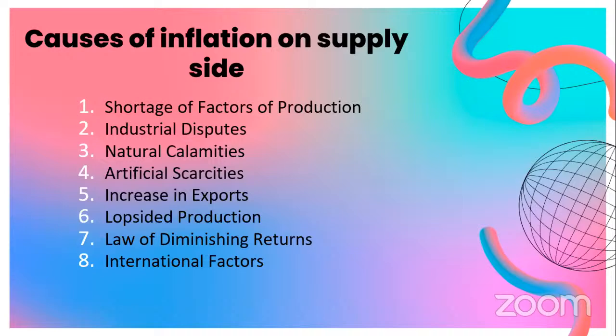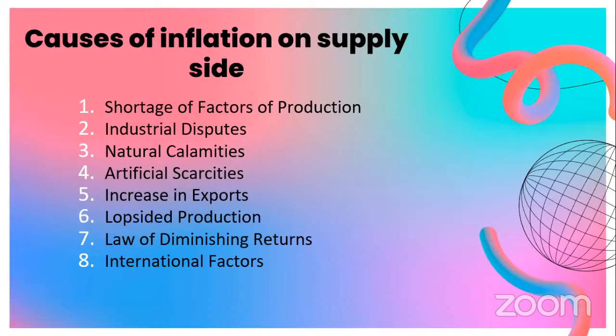The latter, in turn, creates shortage of food products and raw materials. Fourth is artificial scarcities. Artificial scarcities are created by hoarders and speculators who indulge in the black market. Fifth is increase in export. When the country produces more goods for export than for domestic consumption, this creates shortage of goods in the domestic market. This leads to inflation in the economy.